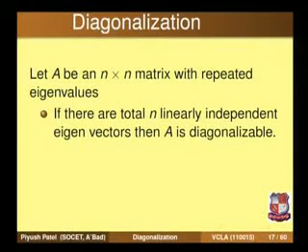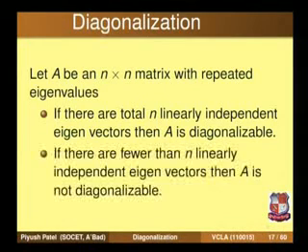But one thing is sure, that a matrix with repeated eigenvalues might not be diagonalizable. As we have seen, if the matrix has a total of n linearly independent eigenvectors, then we are through, and the matrix A can be diagonalized. But in the case when the matrix has fewer than n linearly independent eigenvectors, in that case we cannot diagonalize the matrix via similarity transformations.